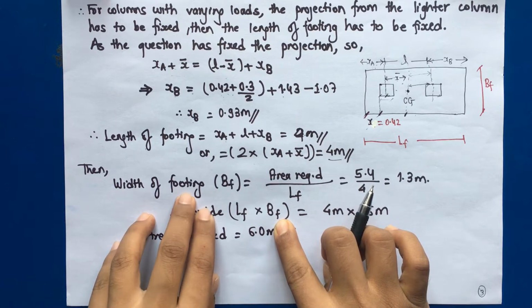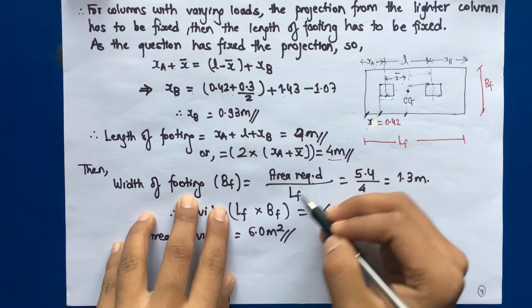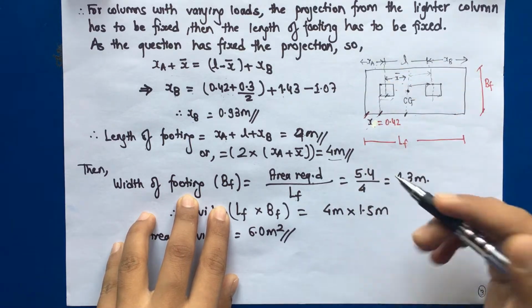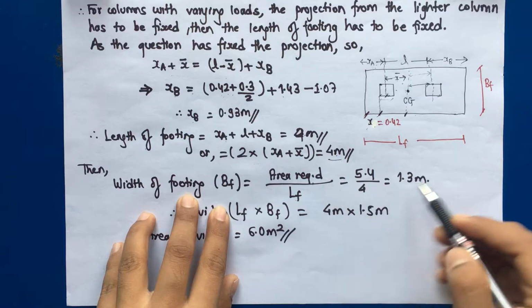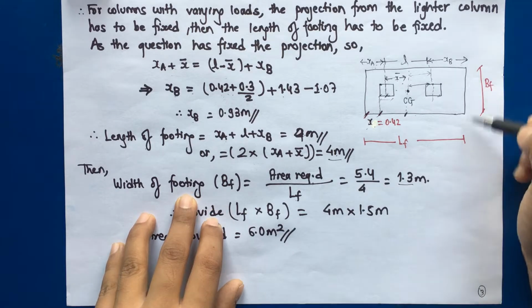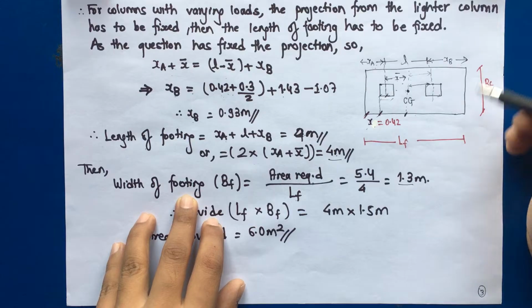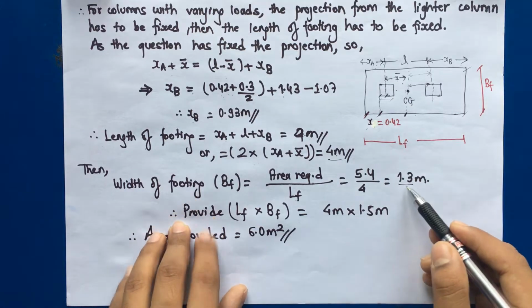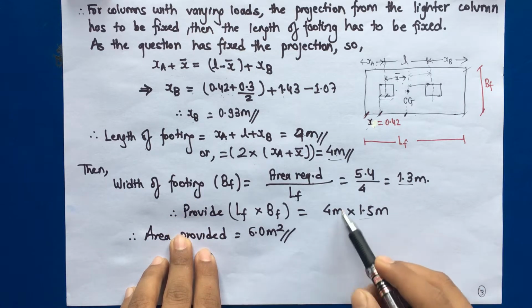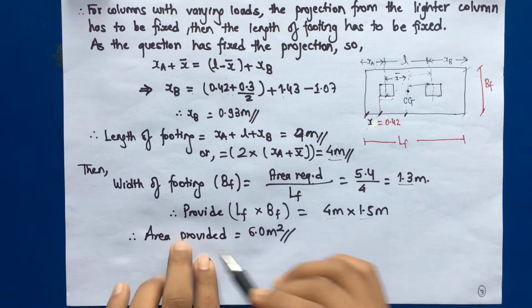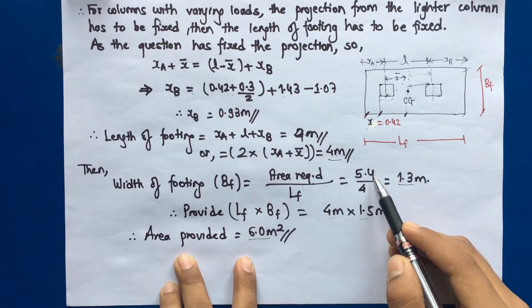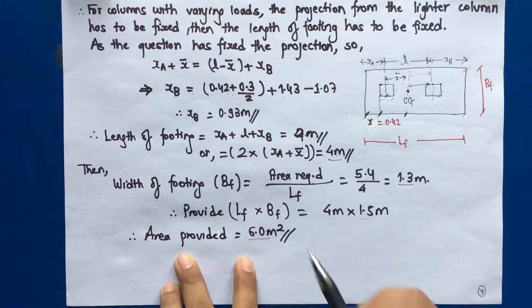Now the width of the footing, BF, is the required area divided by LF, which gives the footing width. So 5.4, which we have computed, divided by LF, the length of the footing, 4. This comes as 1.3 meters. The width of the footing should generally not be kept less than 1.5, considering the municipal rule. So we'll provide 1.5 meters as the width of the footing, and the length of the footing as 4 meters. So finally the area provided is 6 square meters. The required area was 5.4 square meters and the area provided is 6 square meters, which is safe.